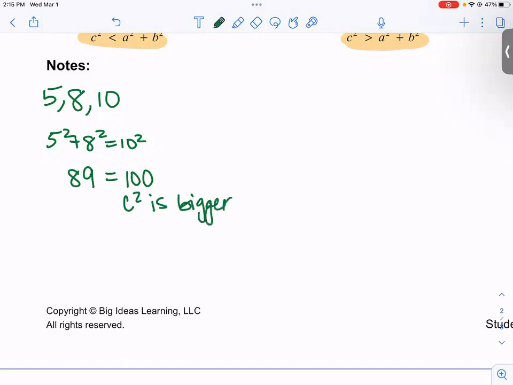Wait, where does 5 squared go? So it's up to you. Okay, so since c squared is bigger, and obtuse is the big angle, we have an obtuse triangle. Good? Okay.